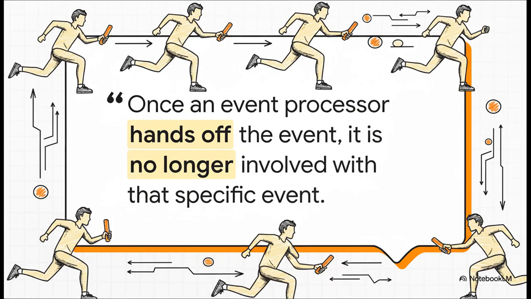In a relay race, what does a runner do? They grab the baton, they sprint their leg of the race as fast as they can, and they pass the baton to the next person. Once they've handed it off, their job for that specific race is over. Event processors are exactly the same. They do their one job, they create a new event, the baton, and they pass it on. They're not worried about the finish line.